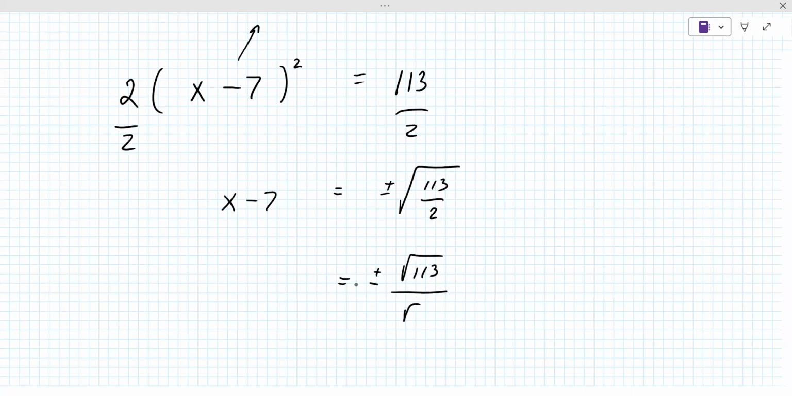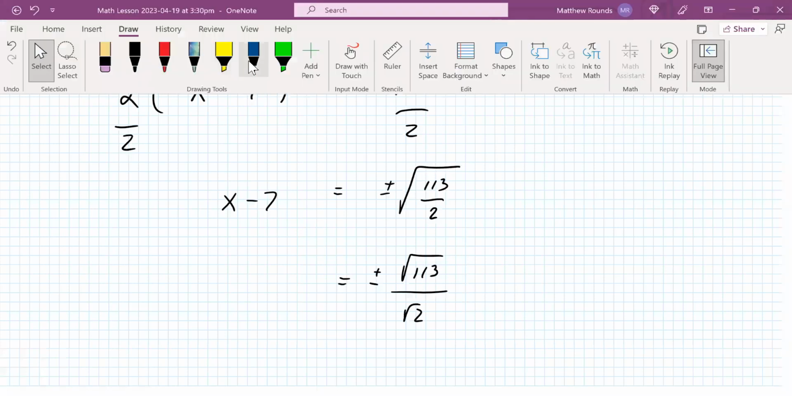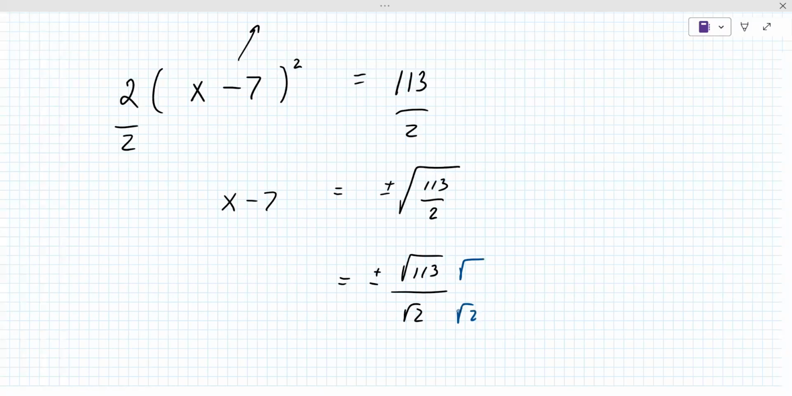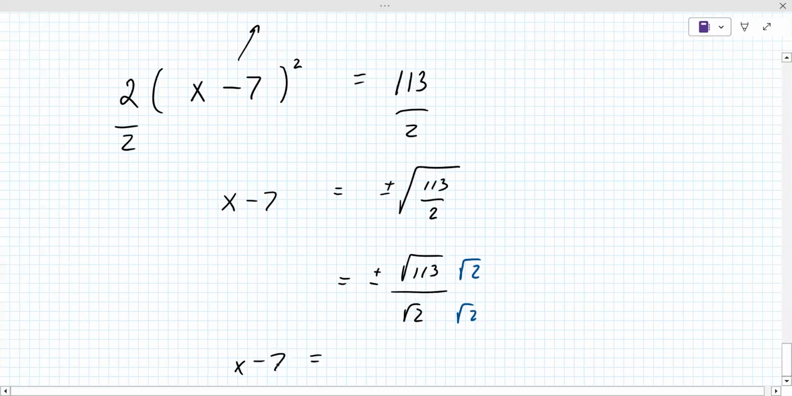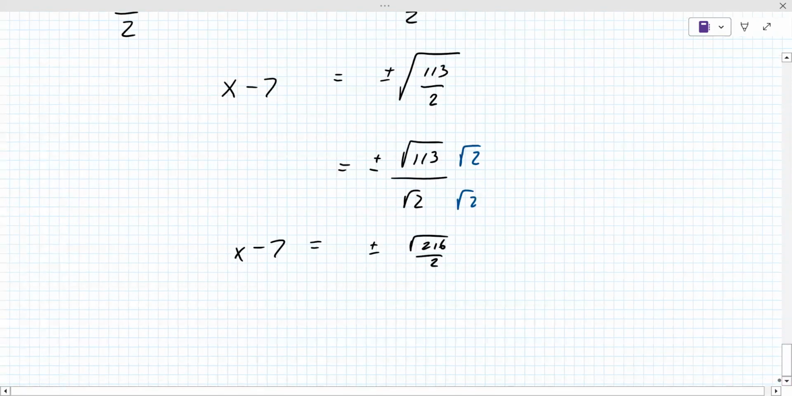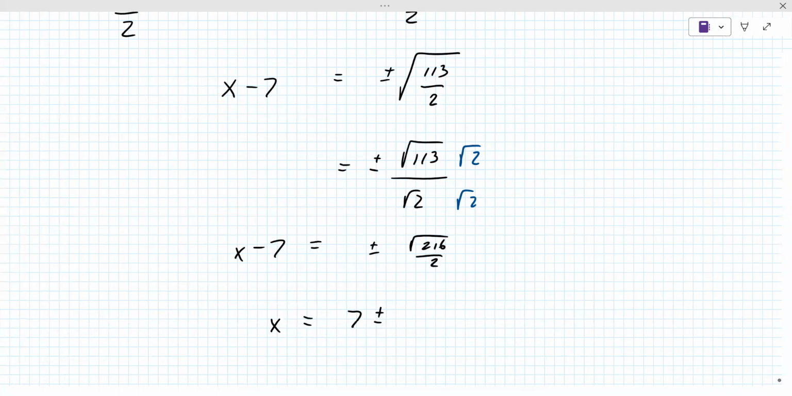You can rationalize the denominator, meaning you can multiply the top and bottom by square root of 216, and you do get 216 exactly. And you're expected to do that. Yes, that's great. So plus or minus square root of 216 over 2, and then you bring the 7 over. So x equals 7 plus or minus square root of 216 over 2.